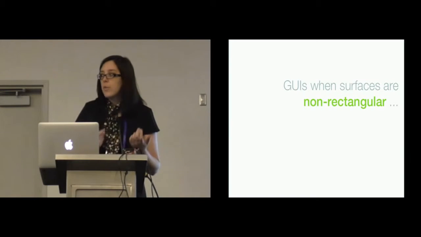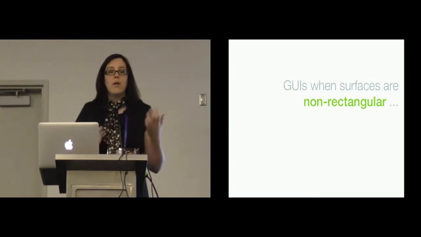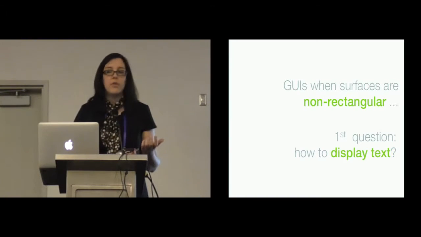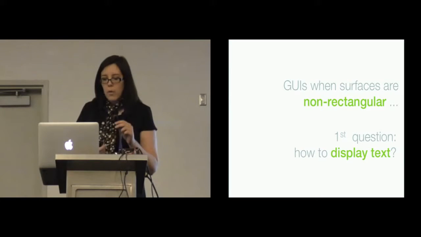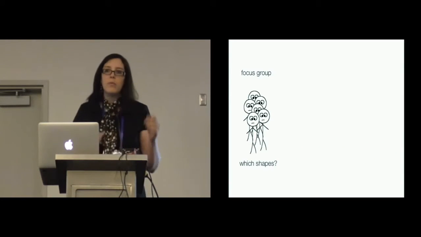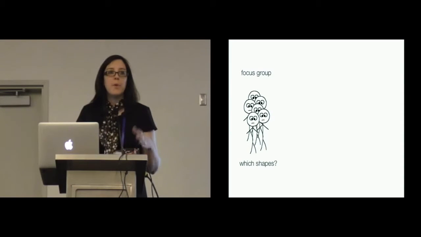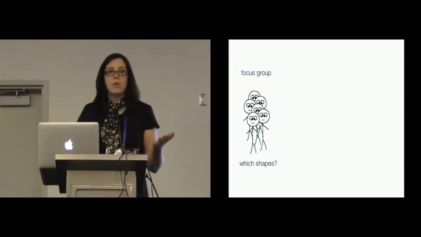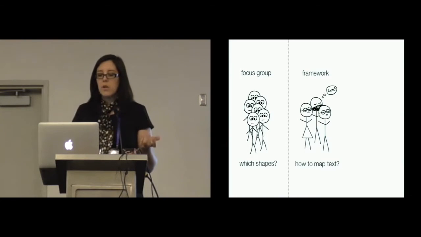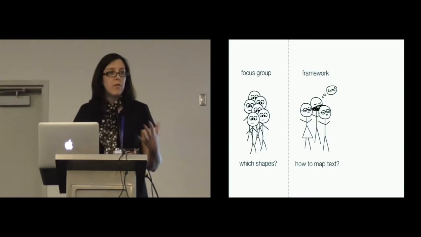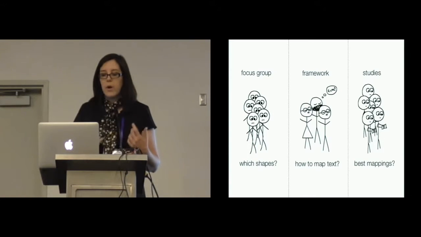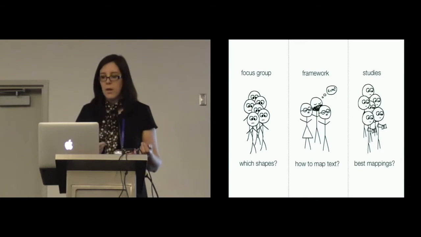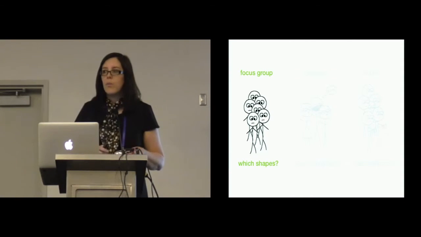And the first question we wanted to investigate is, what's happening for text, which is maybe the most essential thing that we do on a display. So to answer this question, we conducted a multi-part study to answer several sub-questions. The first one is which shapes are we interested in studying? The second sub-question is how to map text on these different shapes. And the third one is how these different mappings and shapes affect readability. So I'm going to go through them one by one.